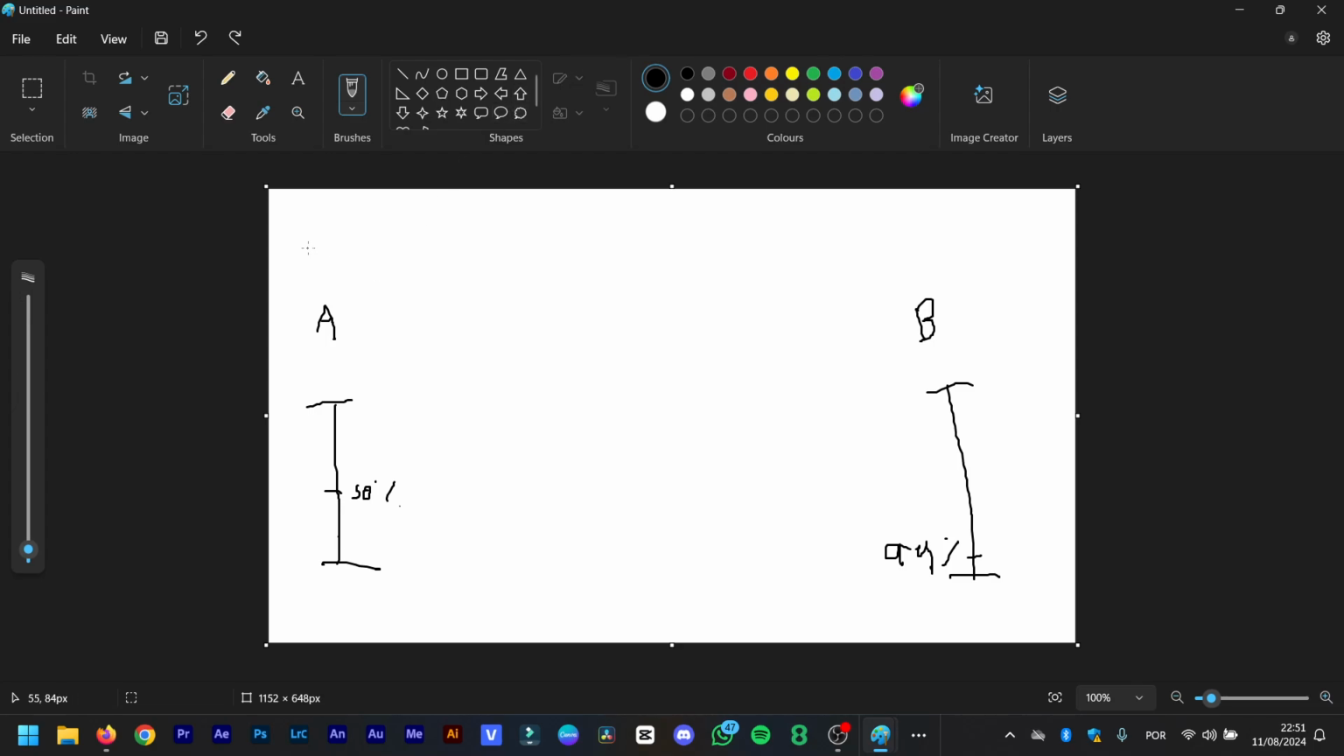Okay, so for example, the first person has 10K. So this person is trading with a $10,000 account, and person B is also trading with a $10,000 account. But the difference here, and check this out, is that person A only has $10,000 overall. So his or her total net worth is $10,000.